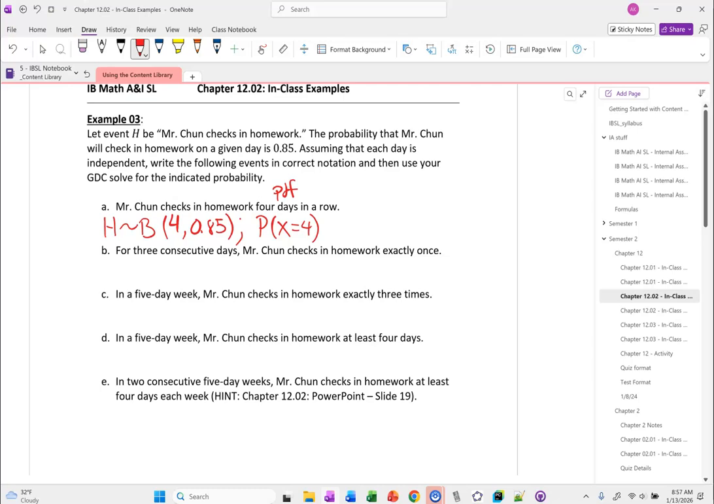Wait, what would be an example of something that would be less than or greater than? Okay. Let's keep going.